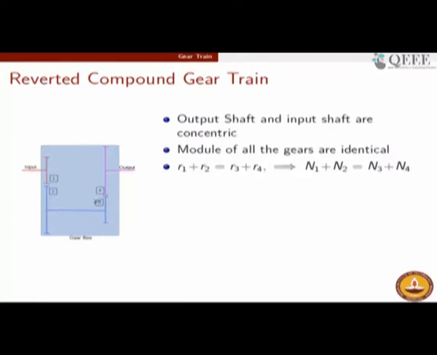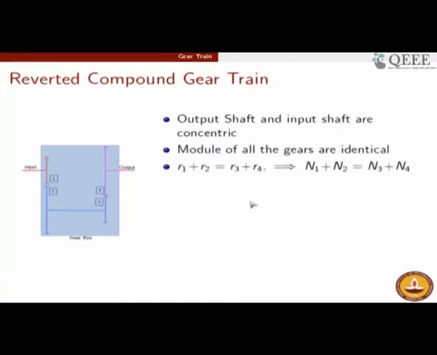Another crucial fact that you must realize from this geometry is that R1 plus R2 has got to be equal to R3 plus R4, because input and output are coaxial. They are at the same level. So from this blue line, if I have to reach the input line, I have to go by R2 and R1 radial distance. And if I have to reach the output line from this same blue line, I have to cover a distance of R3 plus R4 radially. That means R1 plus R2 has got to be equal to R3 plus R4.